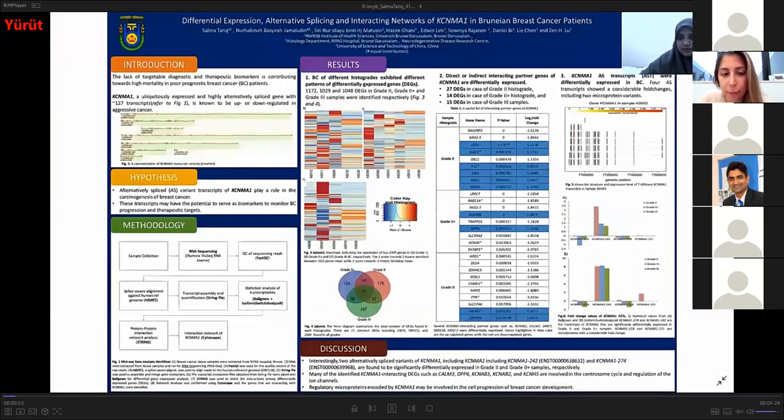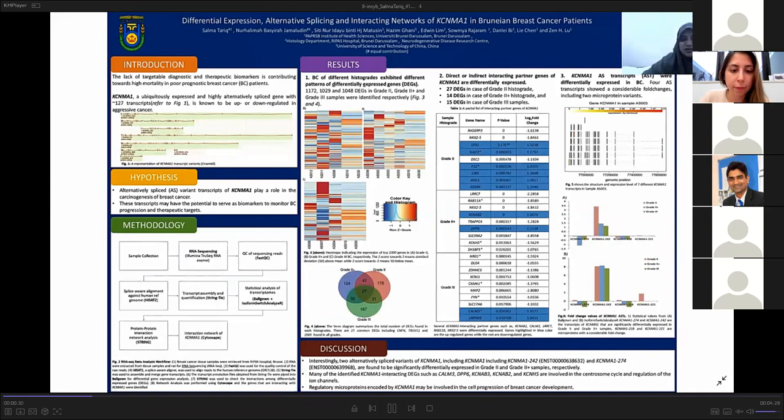Assalamu alaikum and hi, I am Salma Tariq, a PhD candidate from University of Brunei Darussalam. I'm here to share some of the preliminary findings of a research project that is designed to investigate the differential expression, alternative splicing, and interacting partner genes of KCNMA1 in breast cancer tissues, specifically looking across different histological grades and molecular subtypes of breast cancer in Bruneian patients.